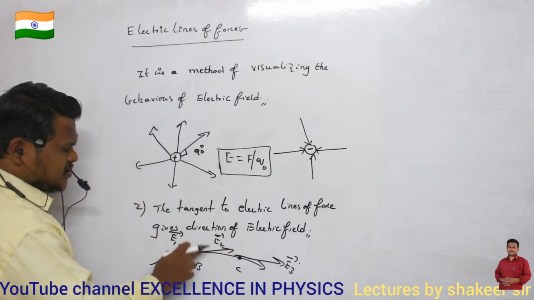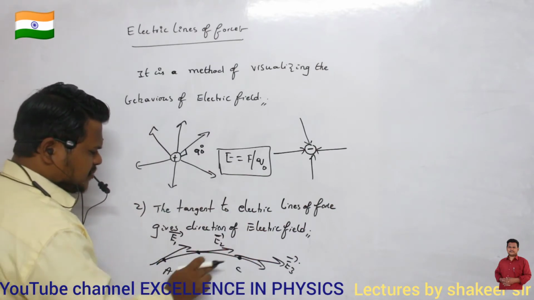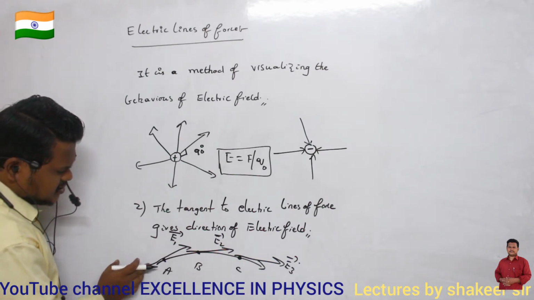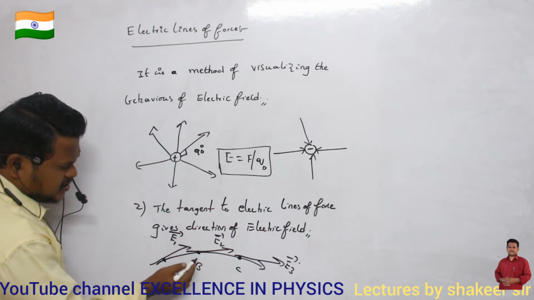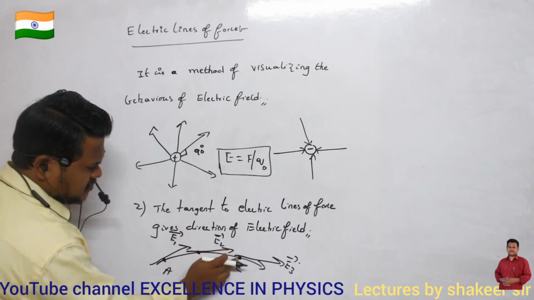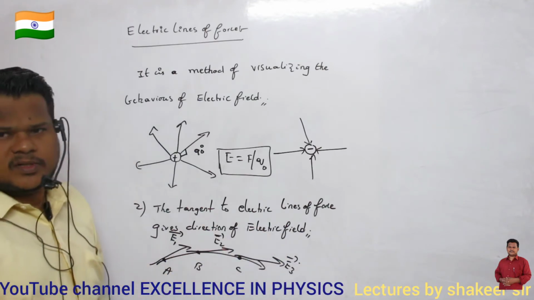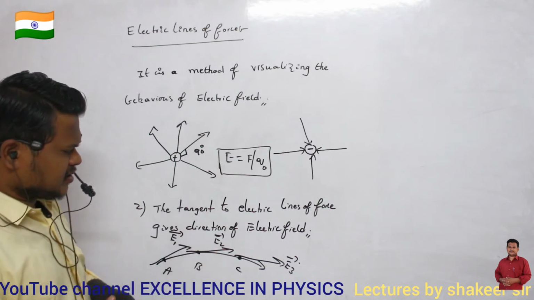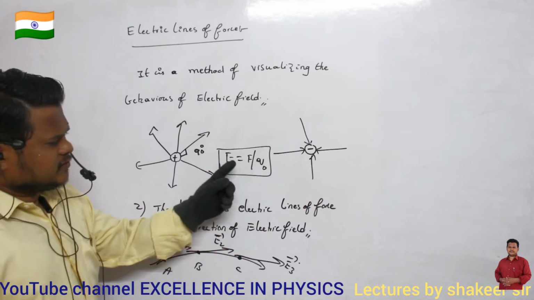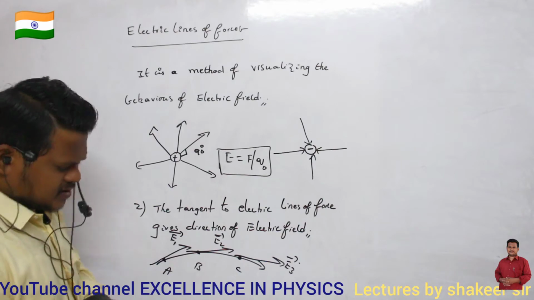So what are E1, E2 and E3? This is the direction of electric field at that particular position. It means if I place a test charge Q0 here, it will experience force in this direction. If I place a test charge here, it will experience force in this direction. Are you able to understand? That direction we call the direction of electric field, because the basic definition of electric field is this only: force experienced per unit test charge is called electric field.